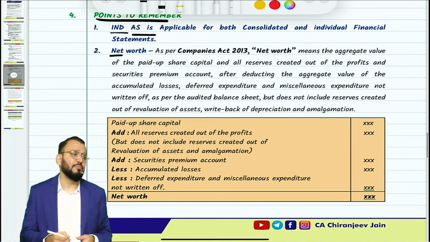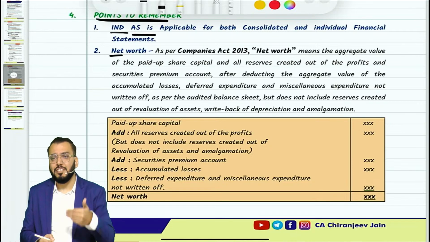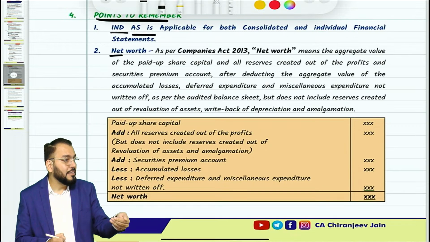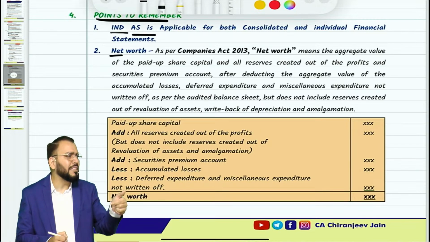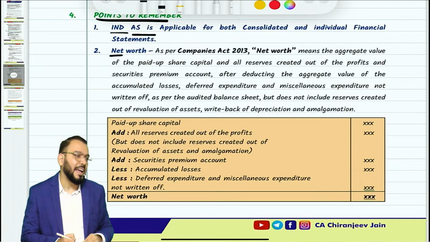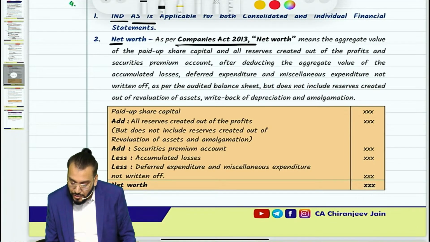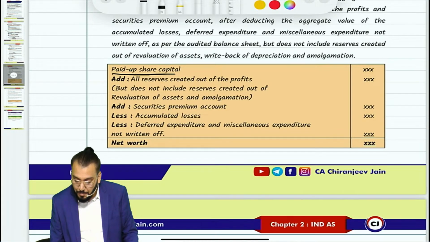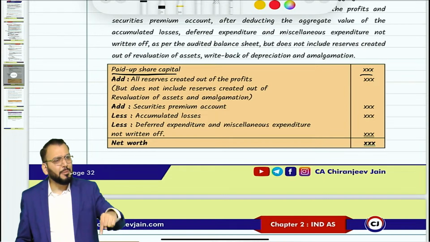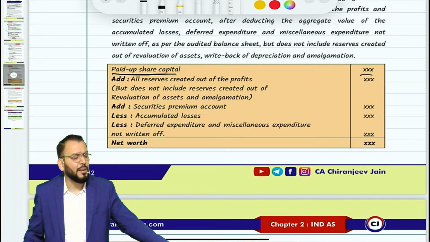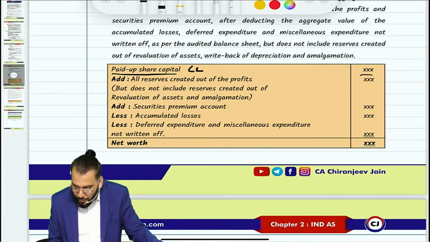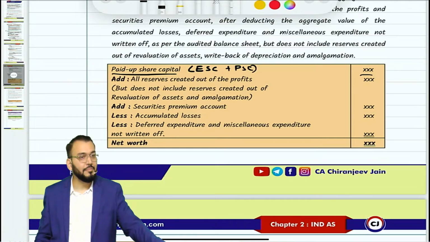So what is the meaning of net worth? Because we are using net worth, we should define net worth. Because we are following Companies Act, the net worth should be taken as per the meaning given under Companies Act. So as per Companies Act 2013, net worth means paid up share capital. When I say paid up share capital, it will include both equity share capital and preference share capital.